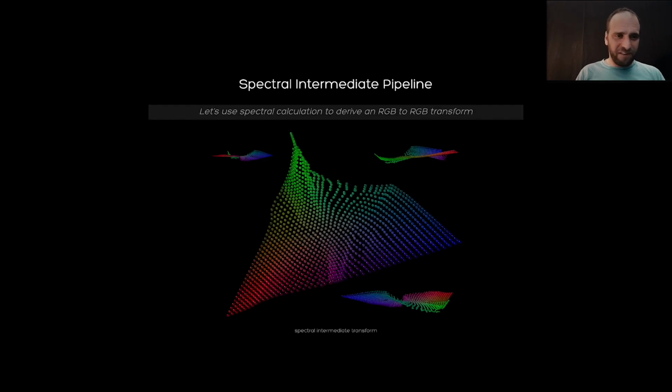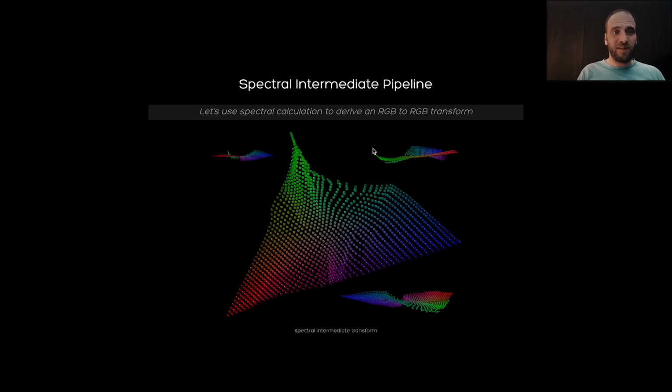The idea is quite simple. Let's use spectral calculation to derive an RGB to RGB transform. This fits quite well with traditional motion picture workflows. From now on, when we're talking about this RGB to RGB transform derived from a spectral intermediate calculation, we will call this the spectral intermediate transform.